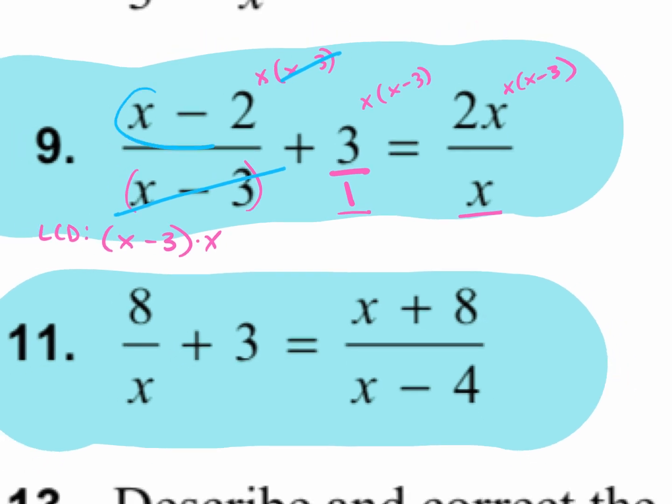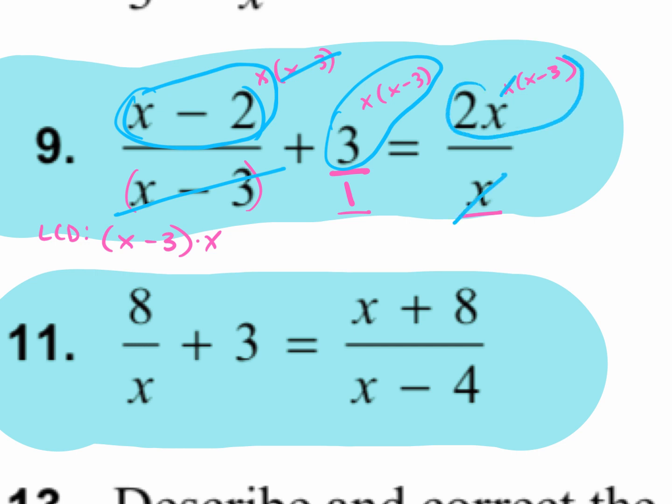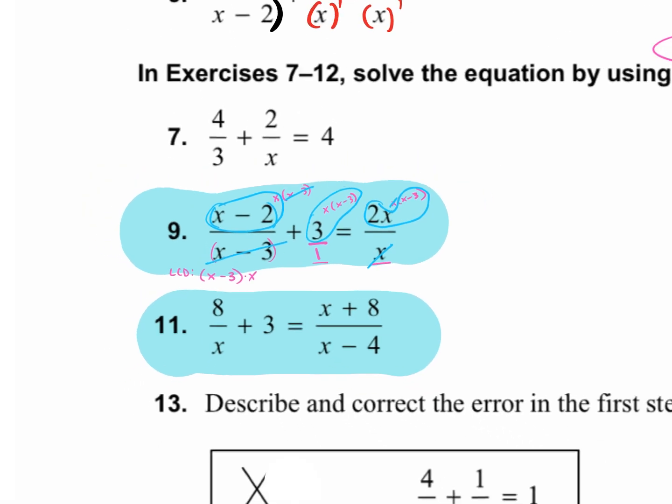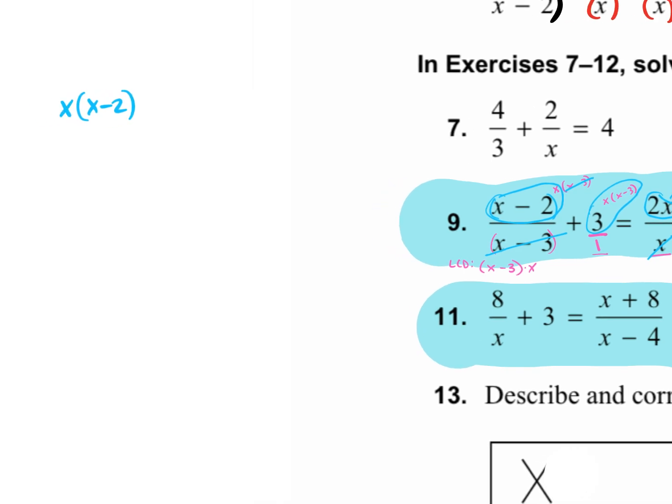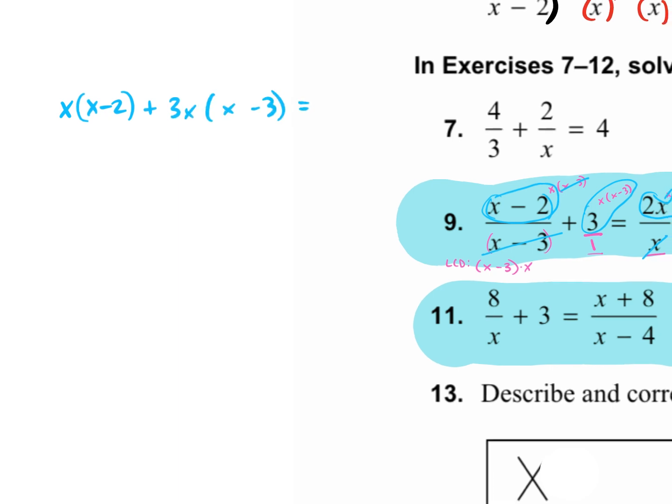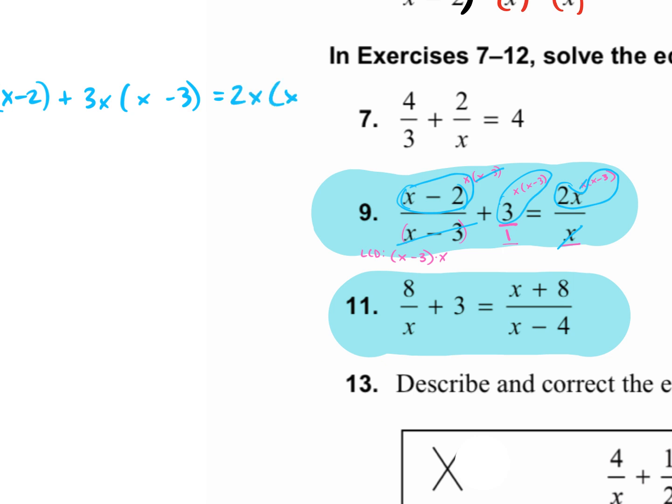So my first fraction, I have x minus 2 times x. Does anything cancel in the second fraction? Nope. So we have 3x times x minus 3. Does anything cancel in our third fraction? Yeah, the x. So here we have 2x times x minus 3. I'm going to write it on this side here so we have some more room. x minus 2 times x plus 3x times x minus 3 is equal to 2x times x minus 3.